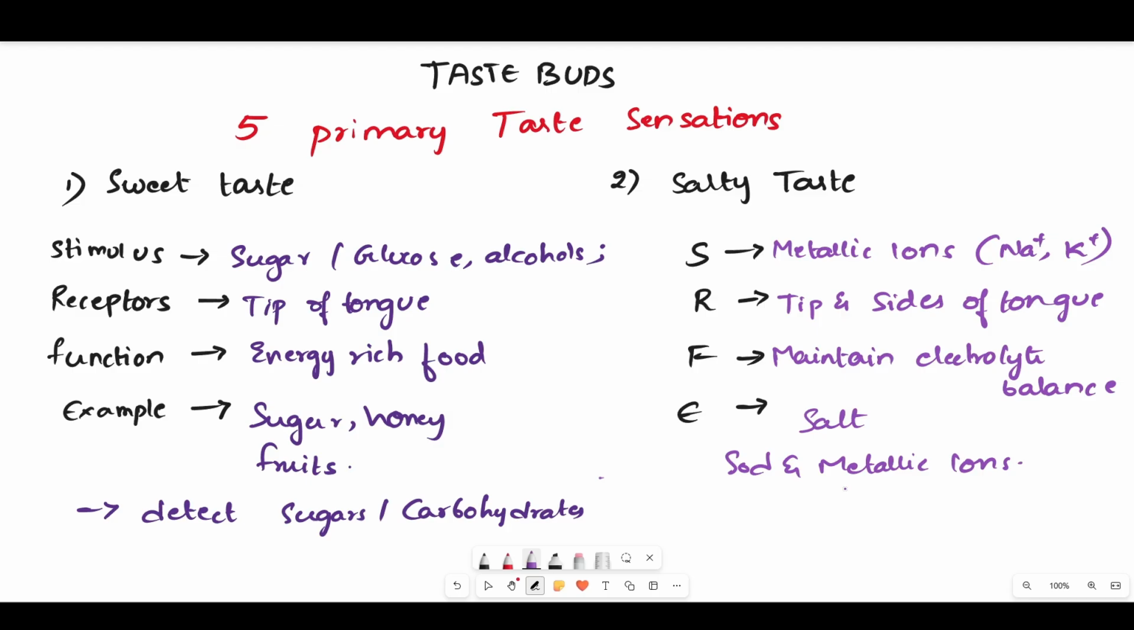The second one is the salty taste. Here the stimulus is metallic ions like sodium and potassium. These receptors are present on the sides of the tongue, sometimes on the tip as well. The function is maintaining the electrolyte balance, and the example is salt. So the sodium ions and the metallic ions cause the salt taste.